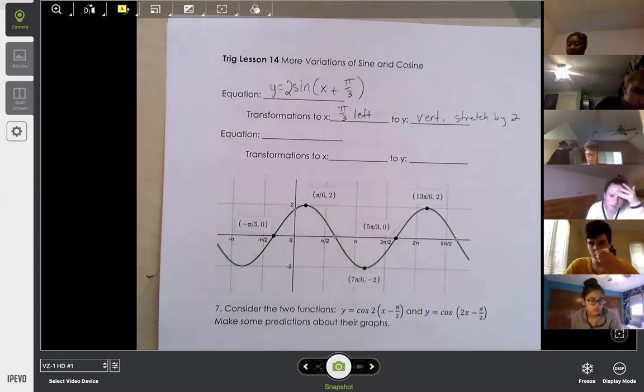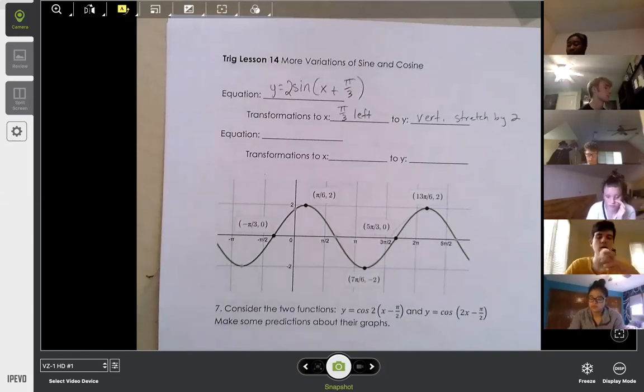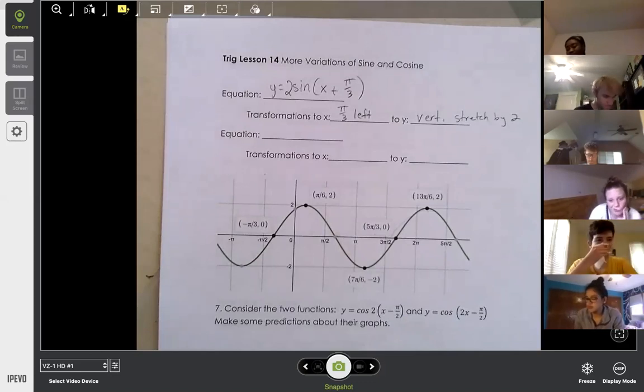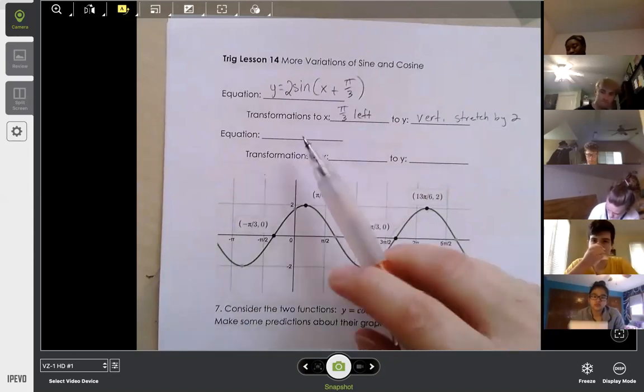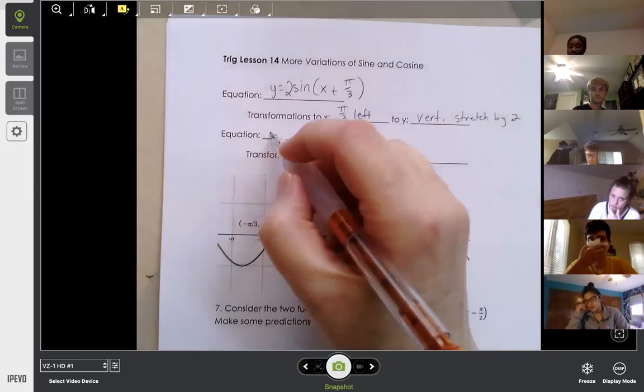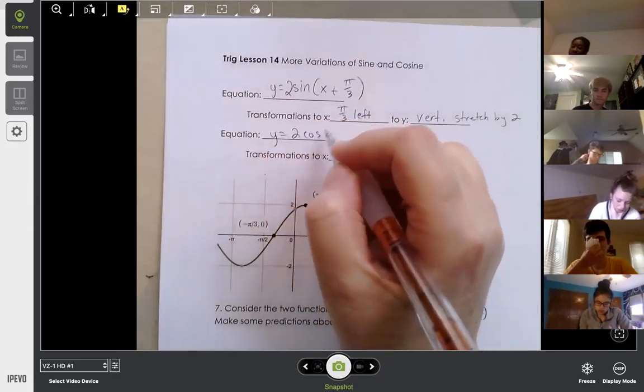Let's see, Anna, do you have an equation? No. Have you started on it? Have you gotten anything? No, I'm still trying to figure it out. Okay. Can you tell me, will the amplitude be different if I think about it as cosine? Or is it still 2? Still 2. Okay, so I'm going to have y equals 2 cosine.